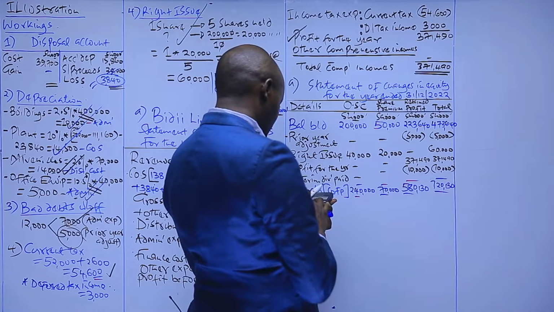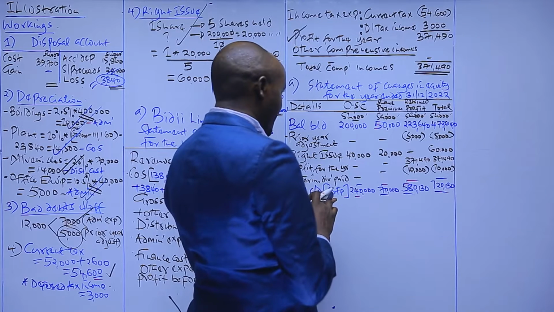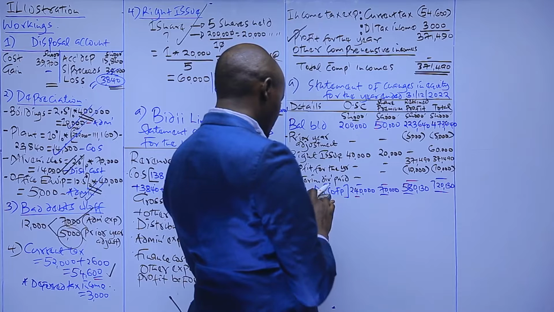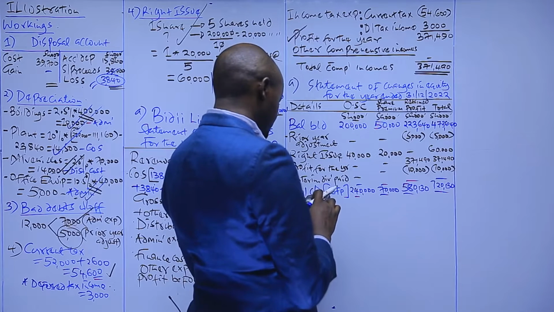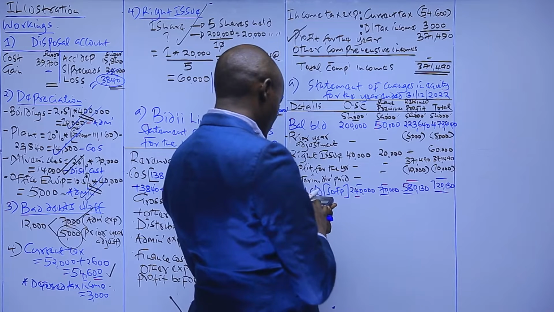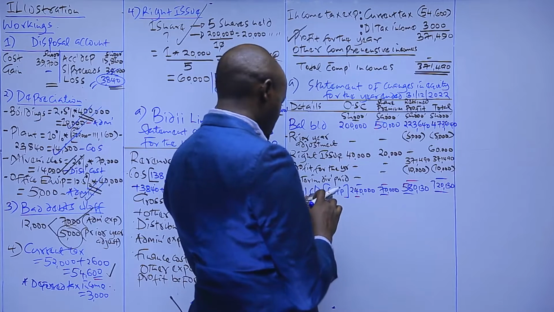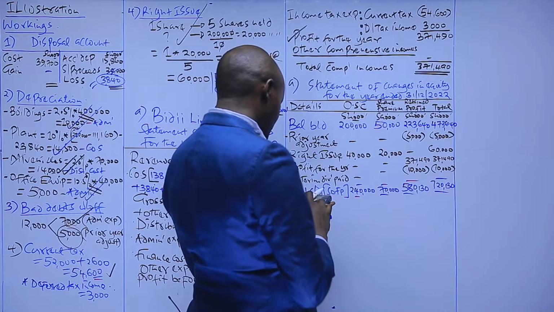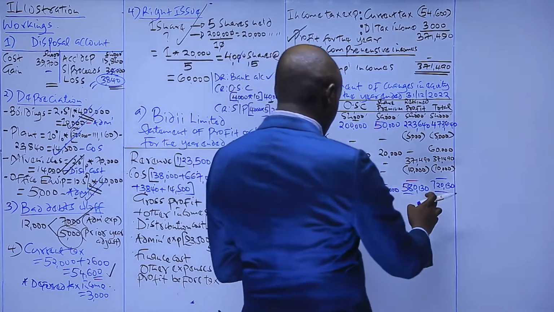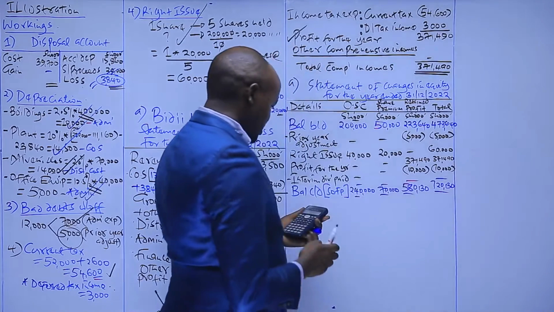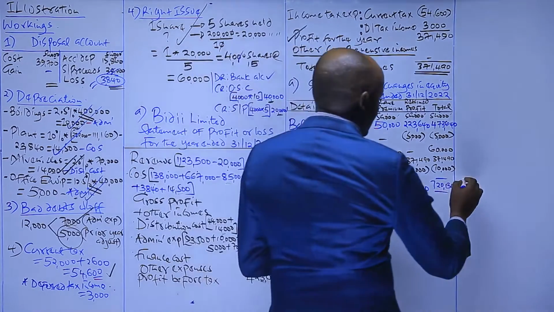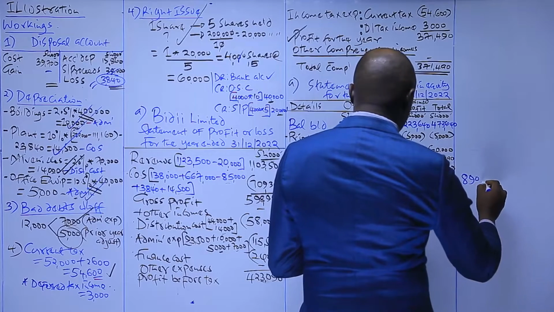473,640 minus 5,000 plus 60,000 plus 371,490 minus 10,000 minus 10,000. Is that what you're going to get here? No. So I'm getting a figure here of 890,130.